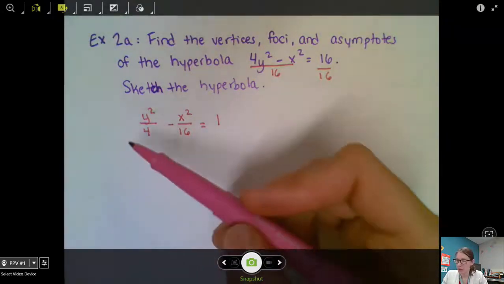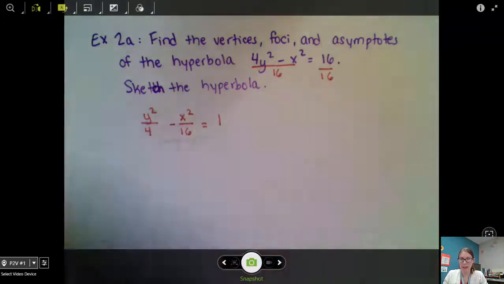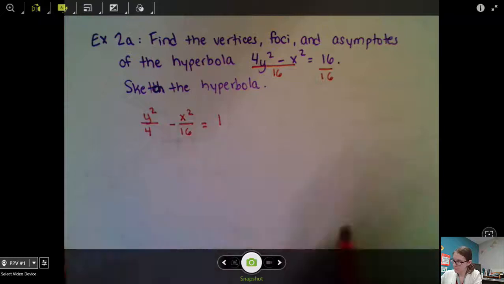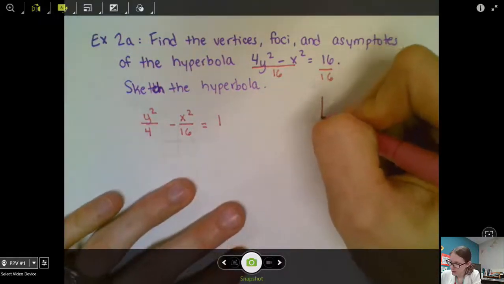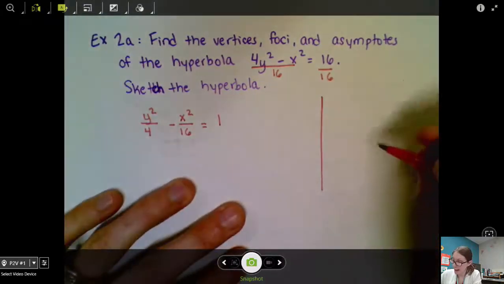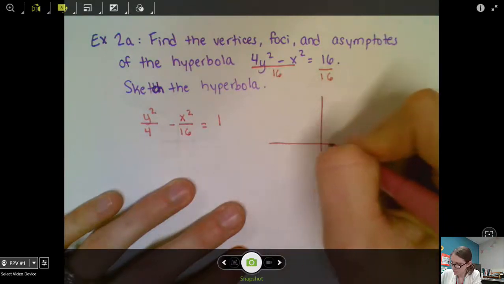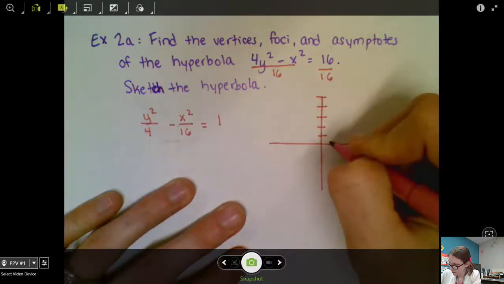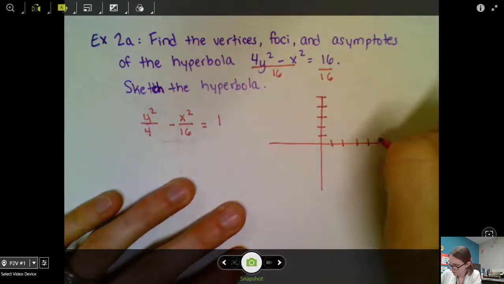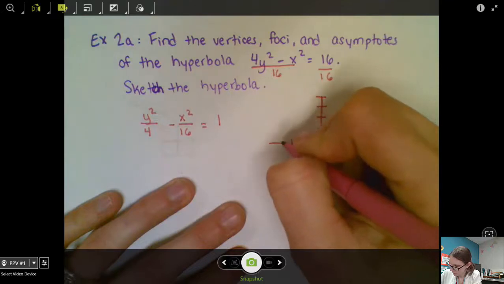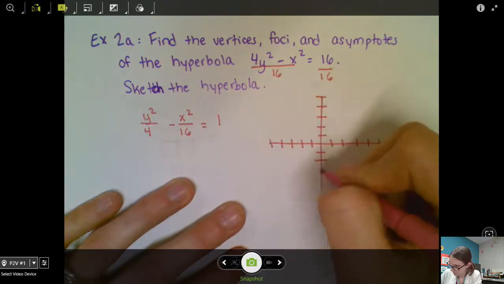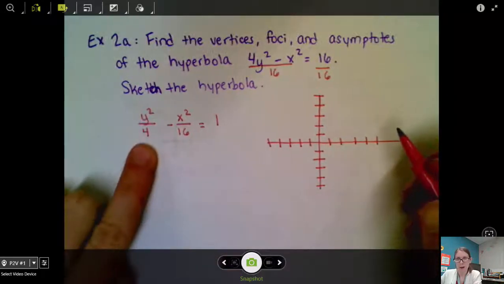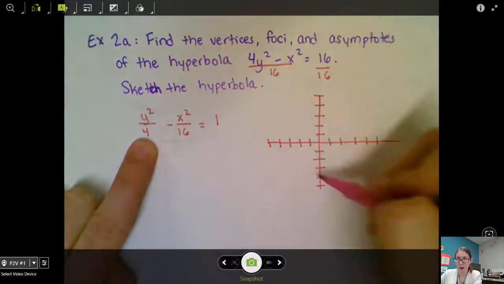Well, right now, since my y squared comes first, that tells me that my hyperbola is vertical. It's up and down. Let's start off sketching what we know and what we can. Okay. Since y squared comes first, again, our hyperbola is up and down.